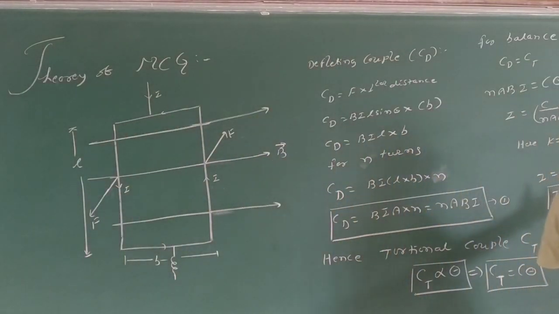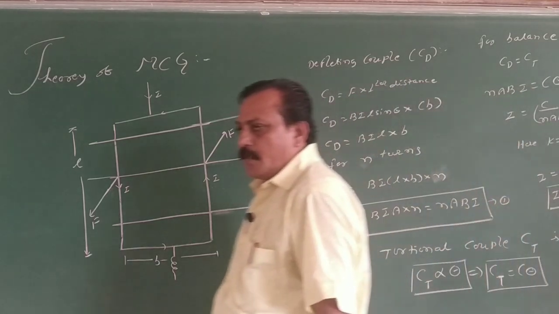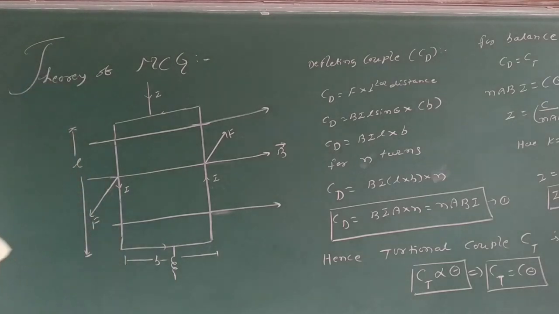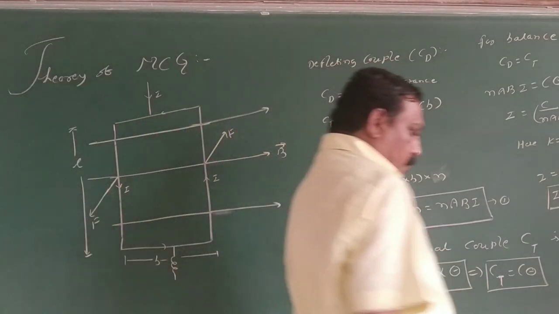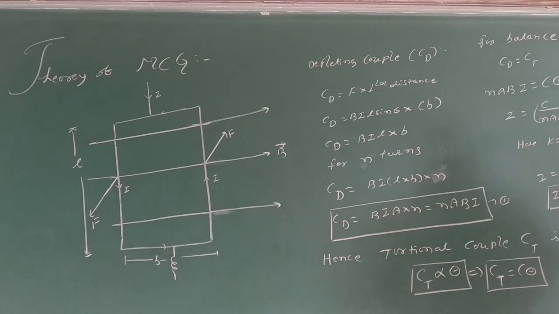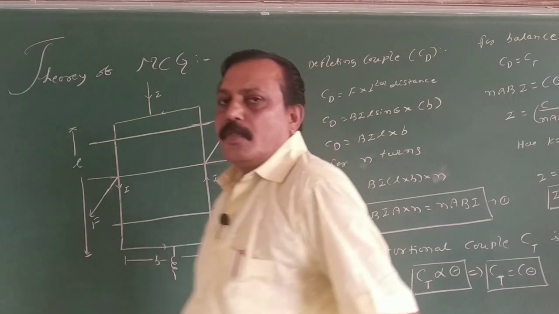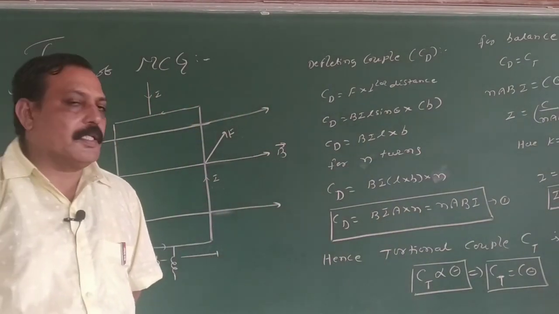Now this is our theory of the moving coil galvanometer. The current through the coil is directly proportional to the deflection produced in the coil. Then I made the theory of the moving coil galvanometer. What is the conclusion? The current through the coil is directly proportional to the deflection produced, that is, theta.